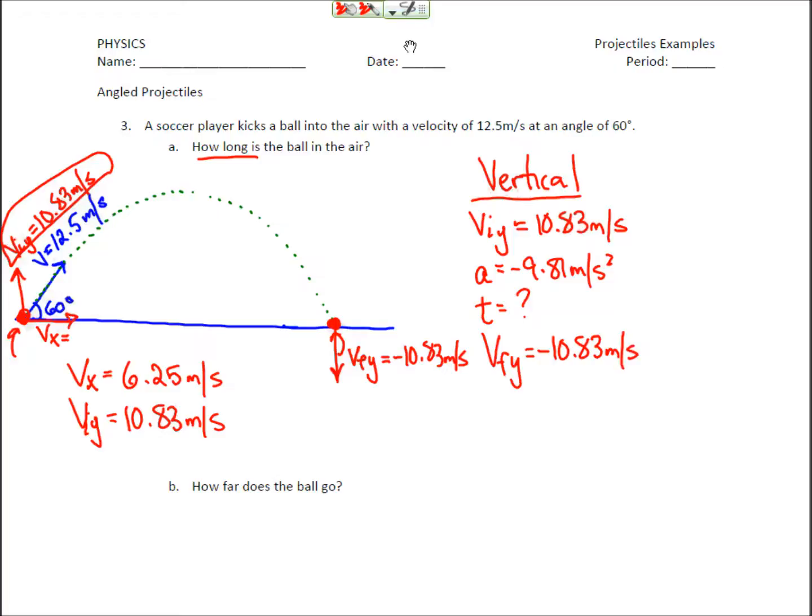So as long as it comes back to the same height, it's going to have an equal magnitude, 10.83, but opposite direction. So it'll be negative. So this is enough information to be able to solve for time here. So I'll use this equation, substitute my values.